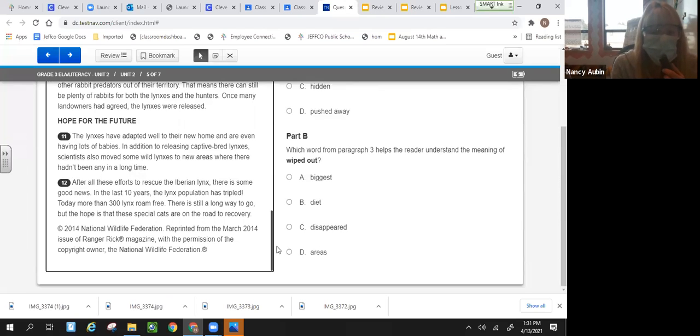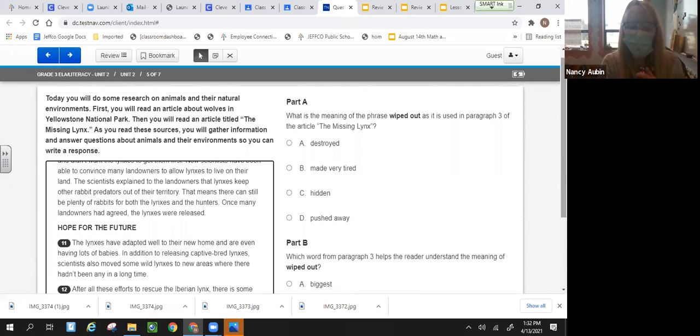The lynxes have adapted well to their new home and are even having lots of babies. In addition to releasing captive bred lynxes, scientists also moved some wild lynxes to new areas where there hadn't been any in a long time. After all these efforts to rescue the Iberian lynx, there is some good news. In the last 10 years, the lynx population has tripled, right? Triple, 3 times. Today, more than 300 lynx roam free. There is still a long way to go, but the hope is that these special cats are on the road to recovery. So when we look at our multiple choice questions, let's see how we did.